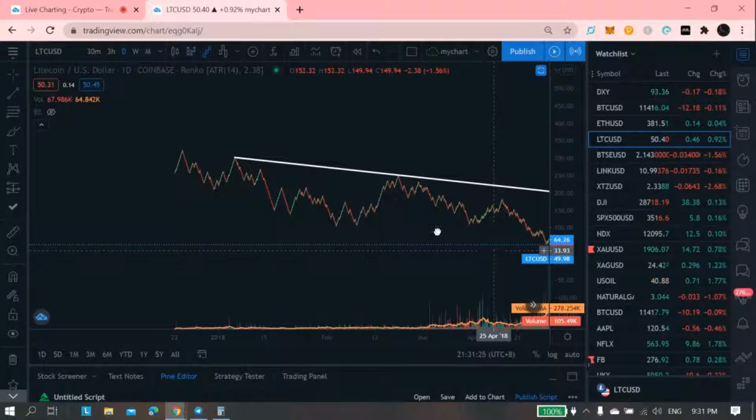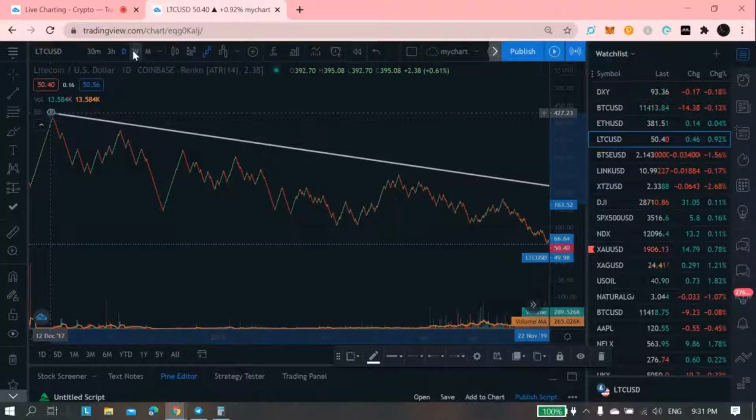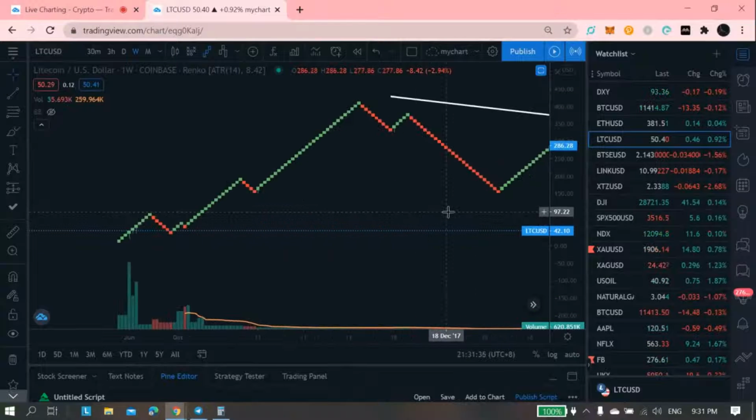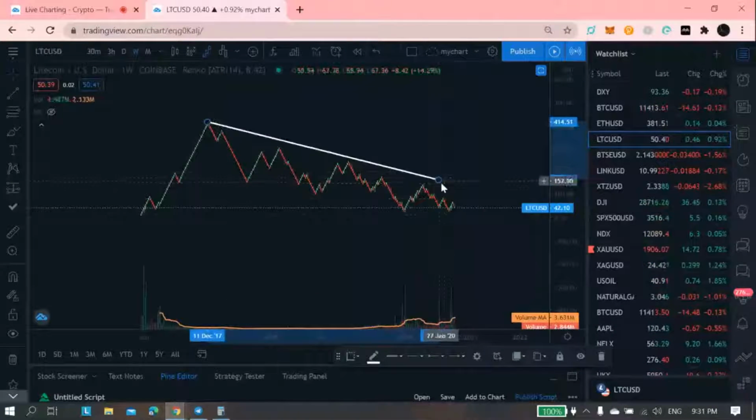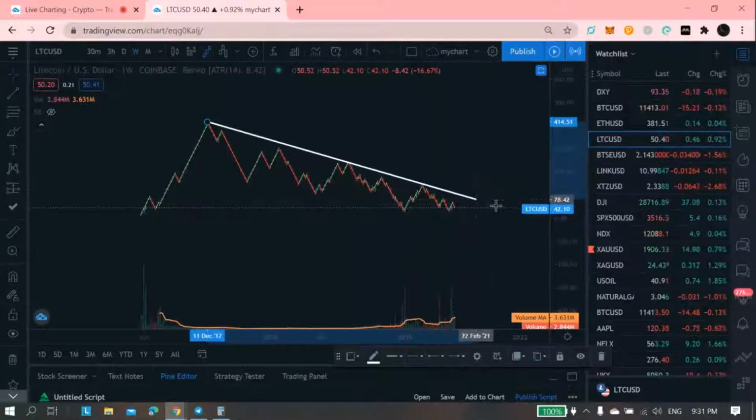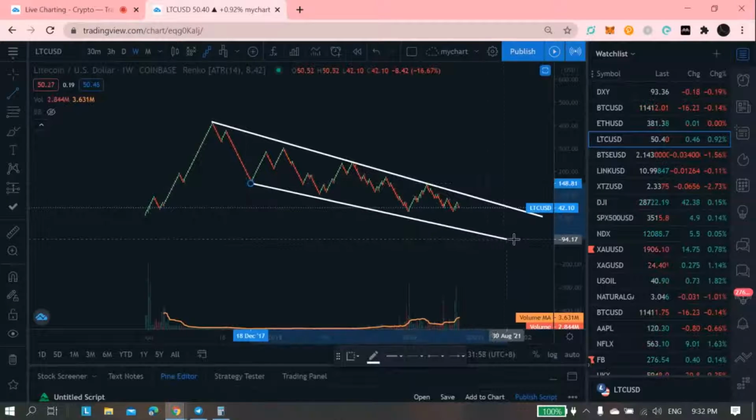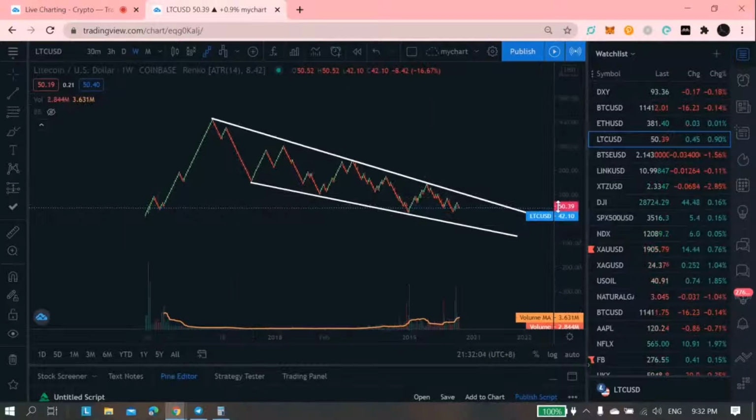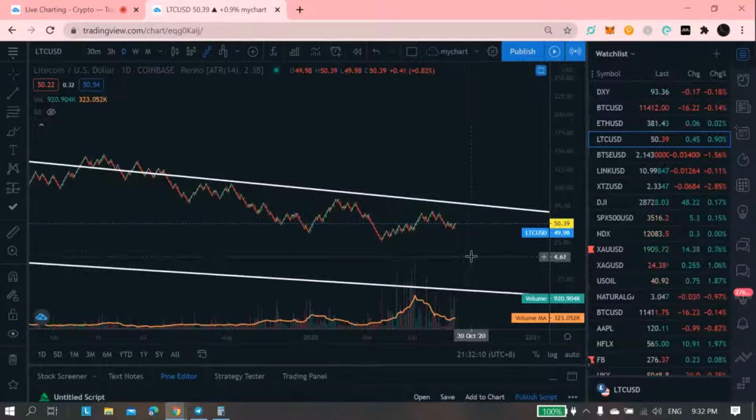Wait, let's look at this weekly chart so that we can see the whole picture. It reached more than $400 and now is currently trading around $42. So we're using the weekly chart here so that we can see the whole chart. Then let's move on to the daily chart.